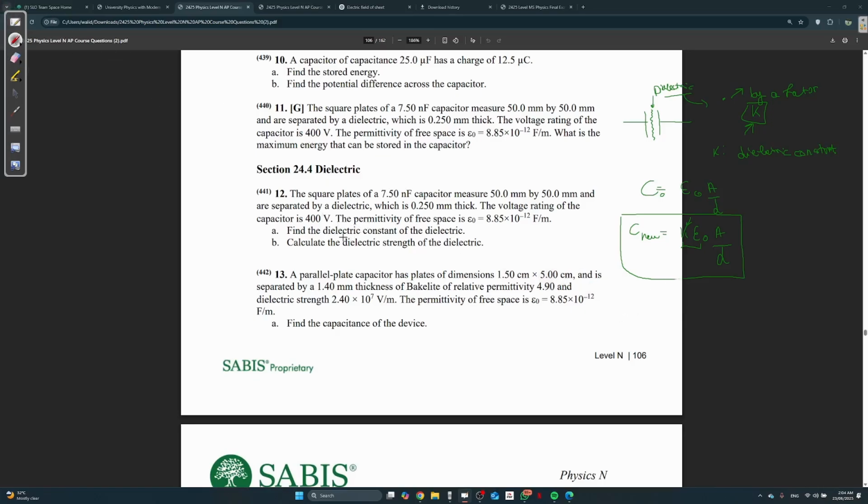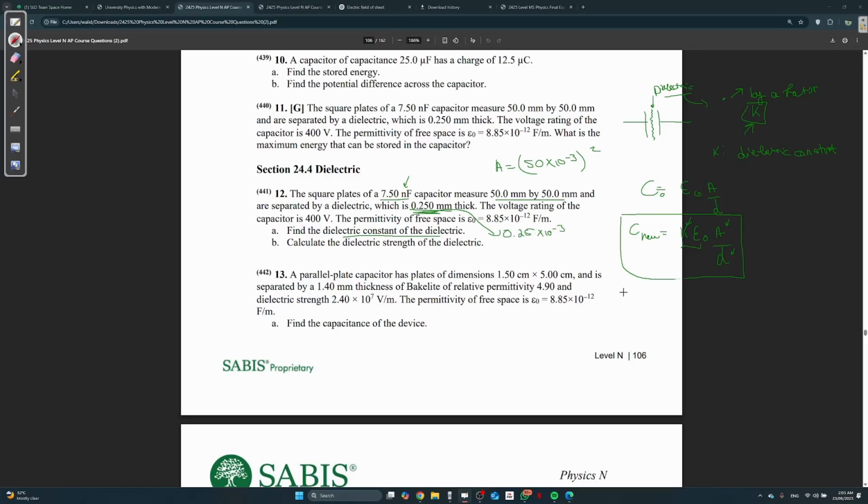So let's take a look here. They said find the dielectric constant of the device. We have the capacitance. This is the new capacitance because they measured it. We can find the area and the distance very easily, because they gave us the dimensions. What's the area? It's 50 times 10 to the negative 3 squared, because it's a square, just side times side. And then the distance, it's 0.25 millimeters thick, so the distance is 0.25 times 10 to the minus 3.